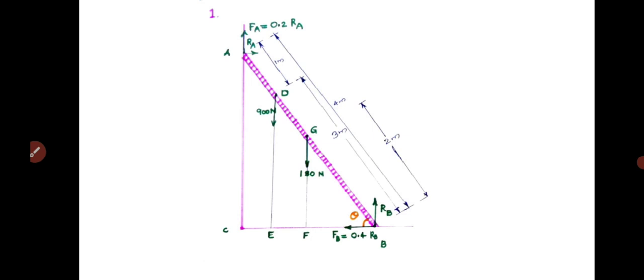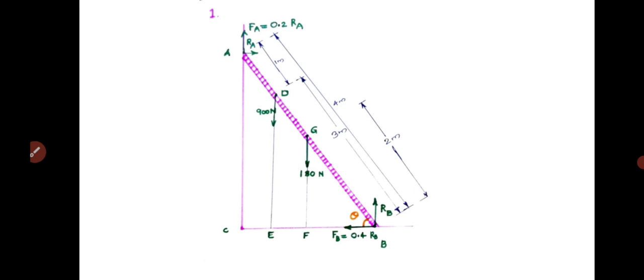So clockwise means that is a clockwise moment. So for clockwise moments we will give the sign positive, and for anti-clockwise we will give the sign negative. So the moment of force FA about B will be FA into BC. So that is 0.2 RA into BC.